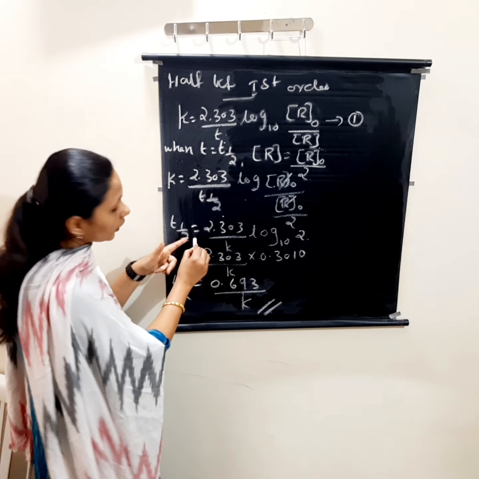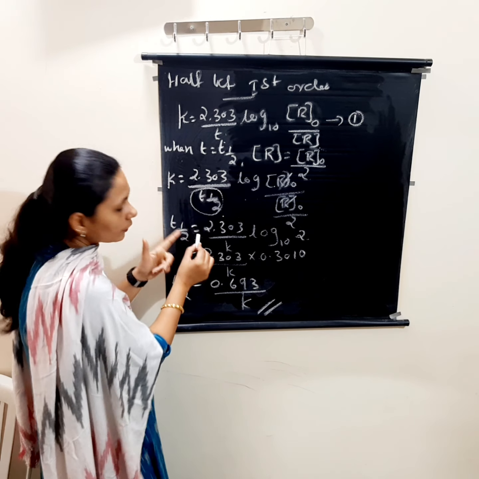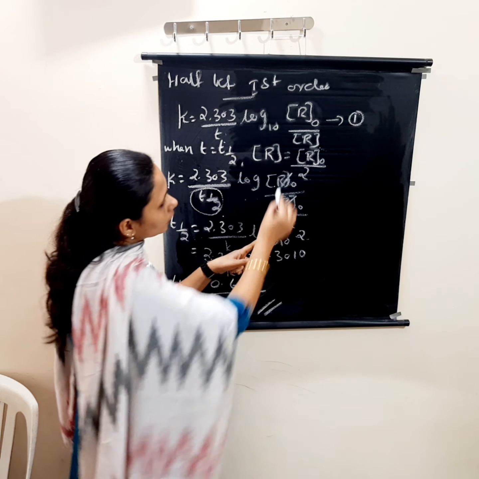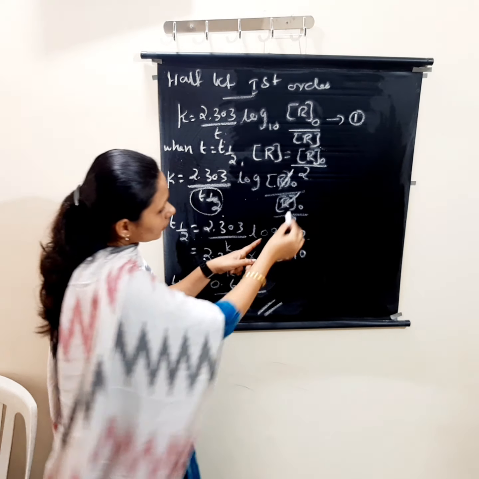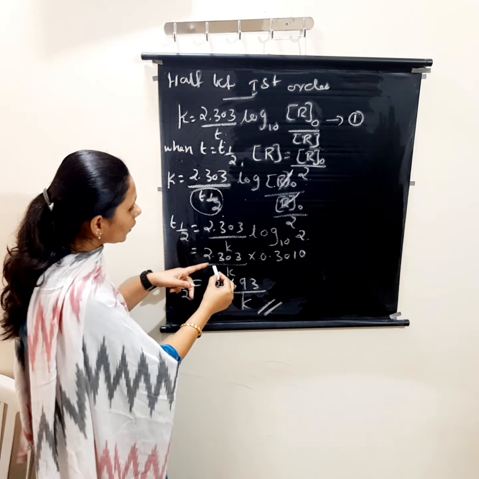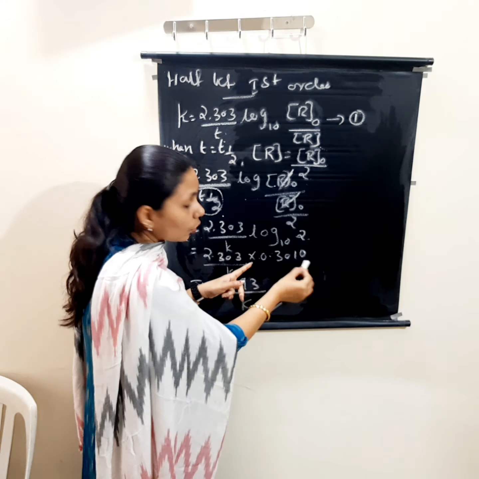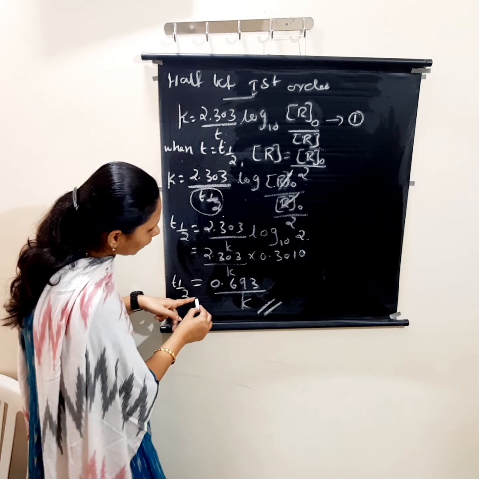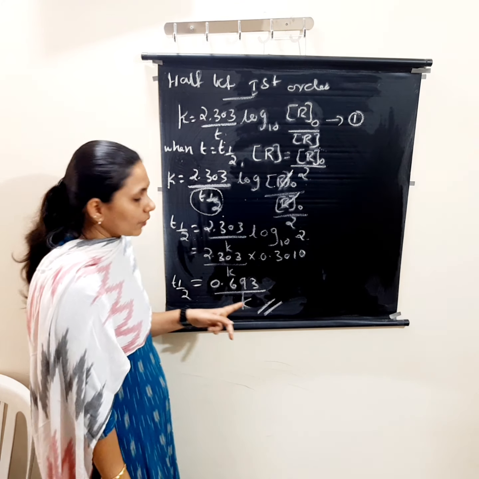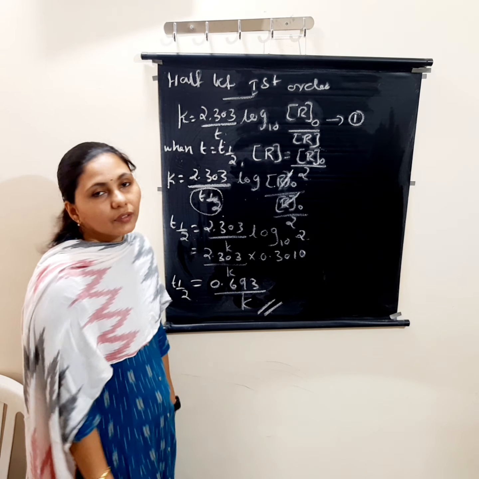Then after that, just rearranging: t half equal to 2.303 divided by k, log of R0 divided by R0 by 2. The R0 will cancel, and the 1 by 2 will go to the top, so we will get log 2. Then t half equals 2.303 divided by k into the value of log 2, which is 0.3010. We will get t half equal to 0.693 divided by k. So the value of t half is 0.693 divided by k.